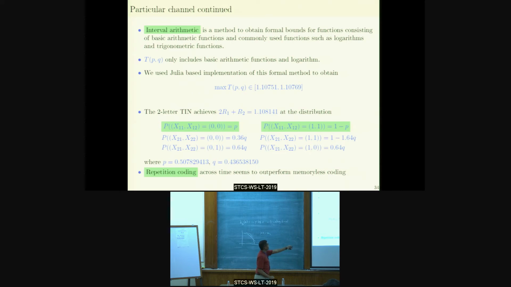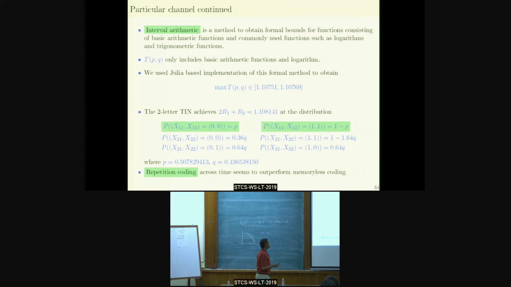And now when you do the two-letter, you can easily get something beyond this bound. So this is not a numerical artifact. In fact, in two-letter, you see that the optimized distribution is the repetition coding. It's very, very different. Across time, you are completely correlated. It's very far from independent coding. You're doing something very, very different.